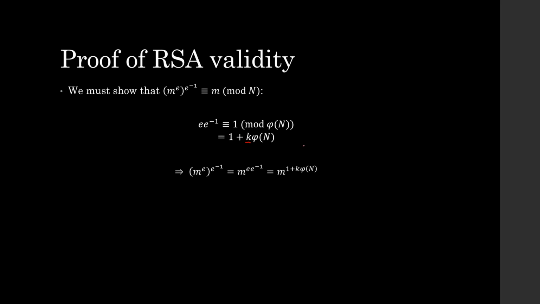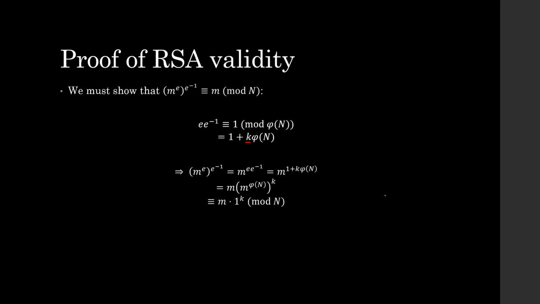So now if I look at the actual congruence we're interested in, I've got M to the E to the minus 1. That's just M to the E times E to the minus 1, which is M to the 1 plus k times phi of n. So I've just applied what we have here. And I can rewrite this because, keep in mind, exponents split at additions to give us multiplication. So I've got M times M to the k phi of n, and M to the k phi of n is just M to the phi of n, to the k, because exponents multiply.